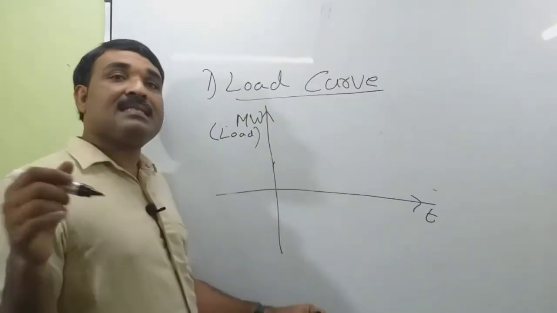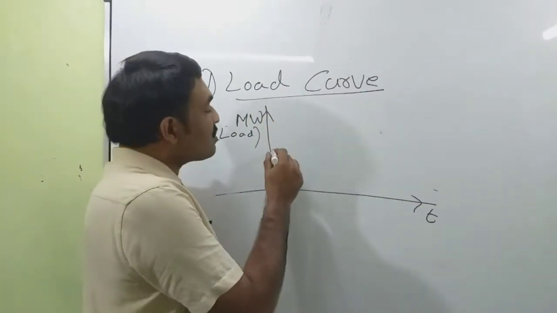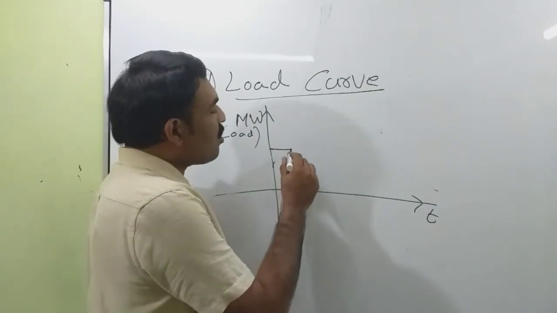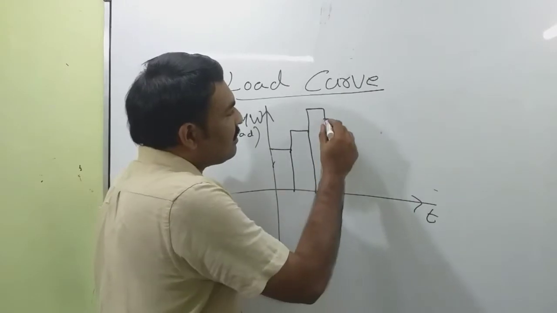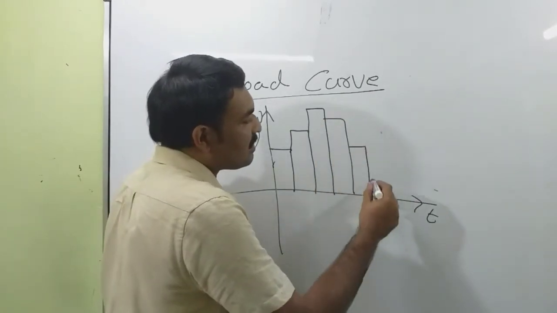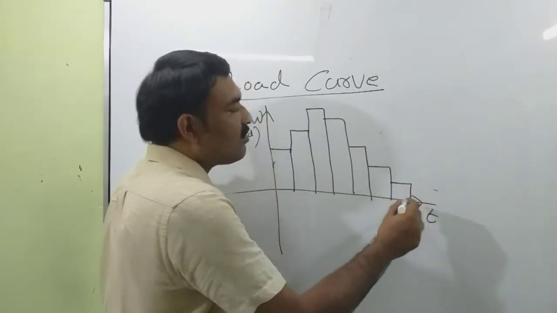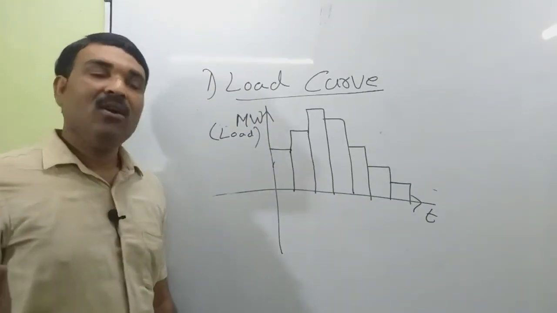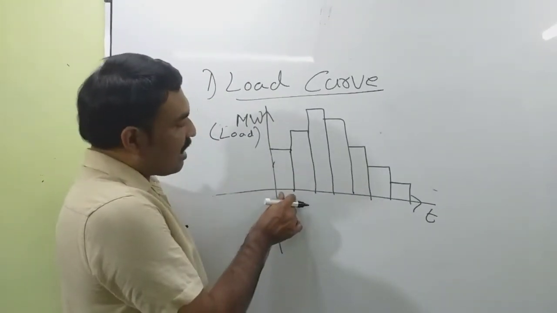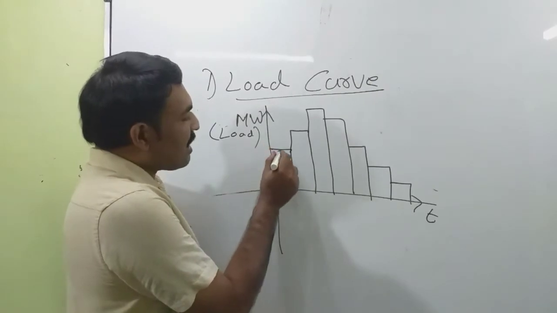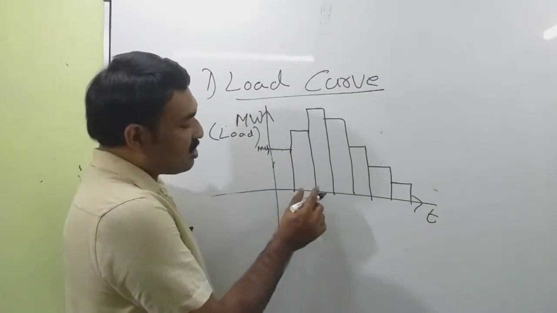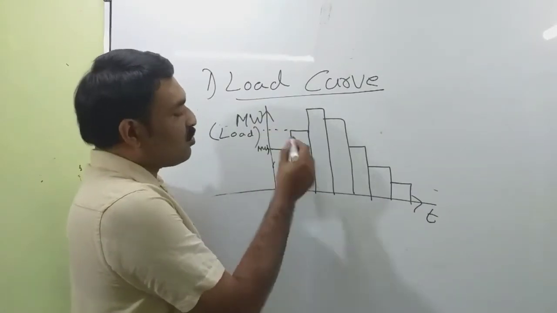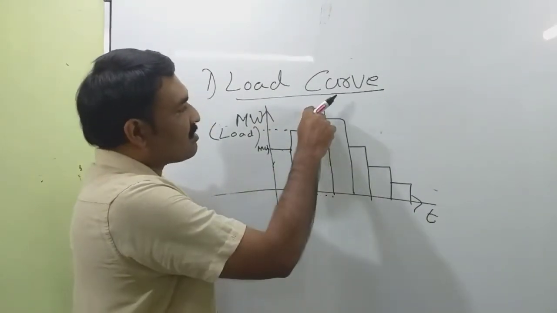We can represent this by a histogram. Suppose I am drawing the load demand by using a histogram. This is the curve representing the load demand for a particular day. During this duration of time, load demand is this much megawatt. This is megawatt 1. For this time duration, this is megawatt 2. And for this time duration, this is megawatt 3.